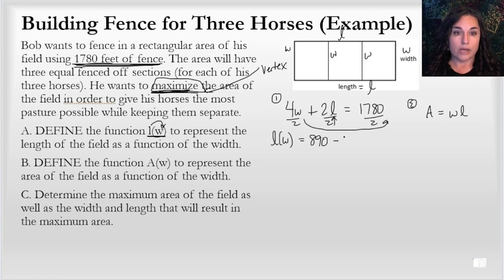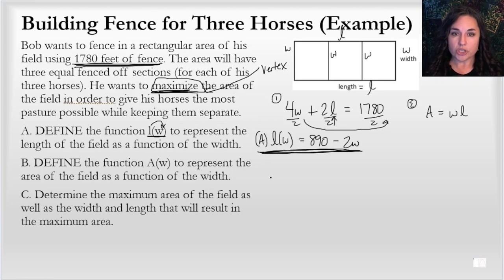890 minus 2W. If I divide 4W by 2, I get 2W. So this is my answer to A. This is what A is looking for. You're going to take that perimeter of fence, all of the fence added up, make that relationship, and then solve for L in terms of W.